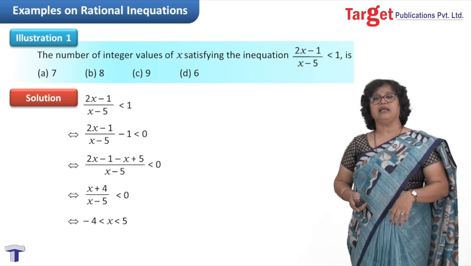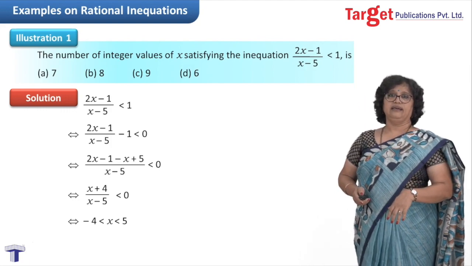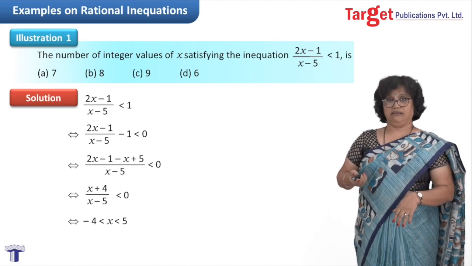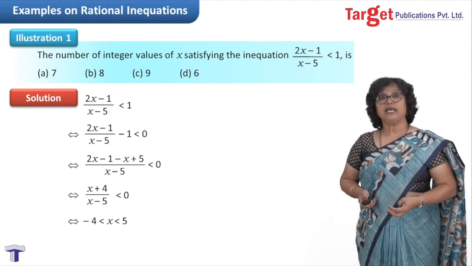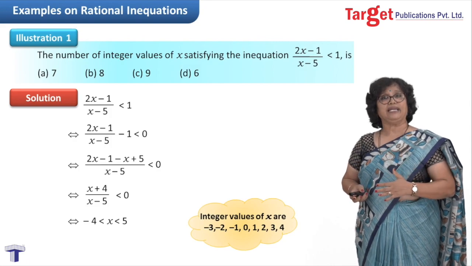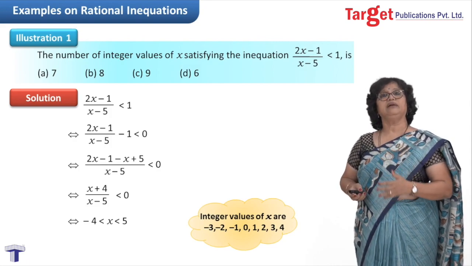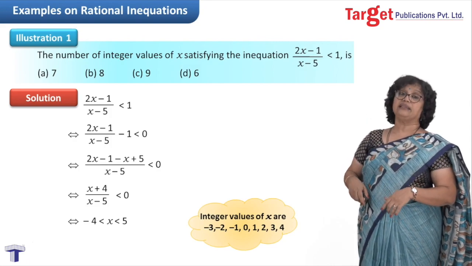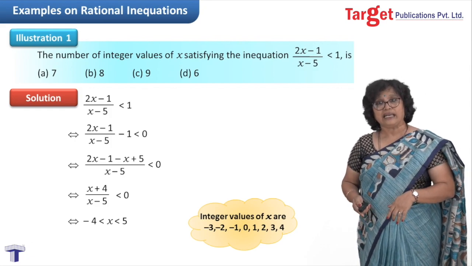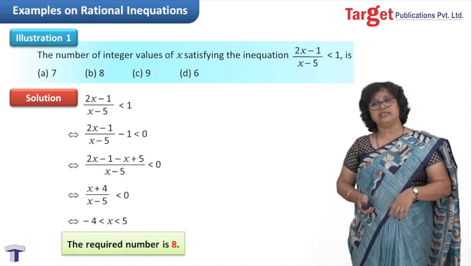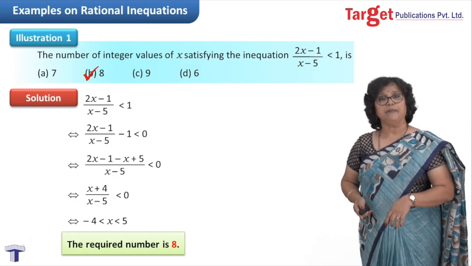The question says we have to find the number of integers that satisfy the inequation. So minus 4 is not to be included. It starts from minus 3. So minus 3, minus 2, minus 1, 0, 1, 2, 3, and then 4. So in all we have 8 integers. So the number of integers is 8. So my correct answer is B.